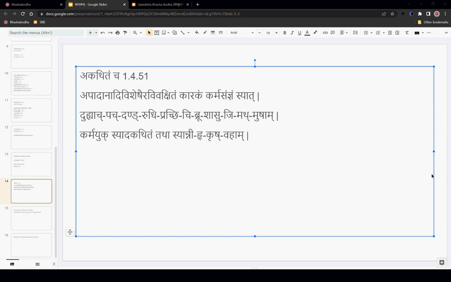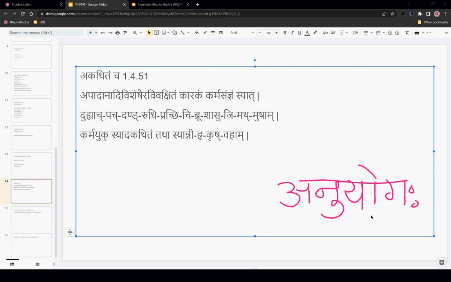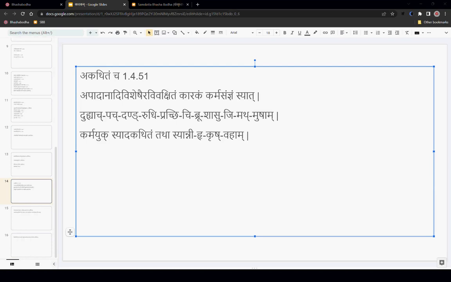Just for understanding, another synonym for prashna itself is anuyoga. Anuyoga means prashna. So in that case also the karmakatva can be applied: anuyunkte, like that.